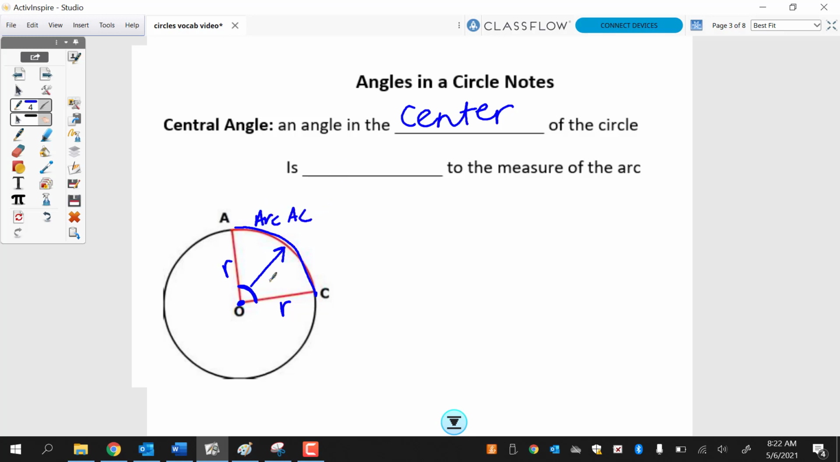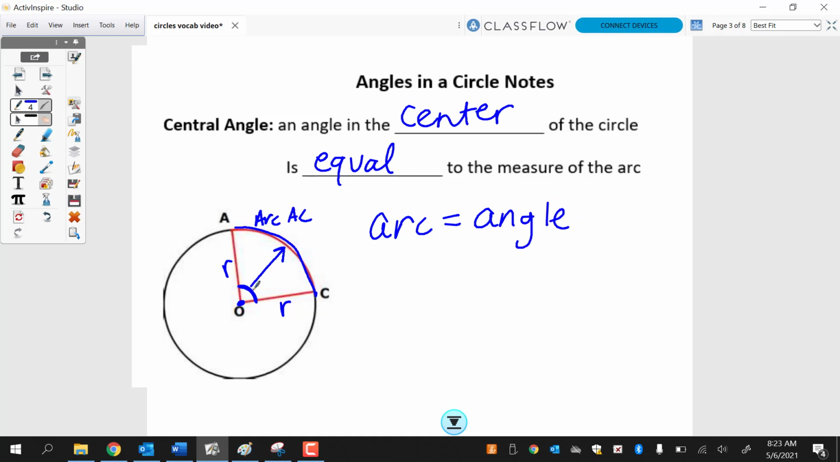Okay. The relationship between this angle and this arc is that they are equal to each other. Equal like in degrees. Okay, so if you know it's a central angle, then you know the arc equals the angle. What am I spelling? Angle.